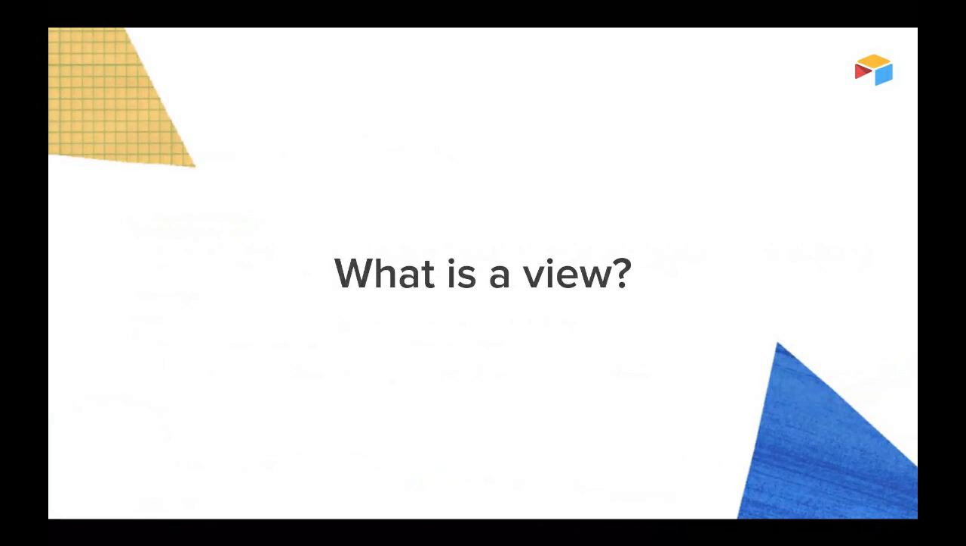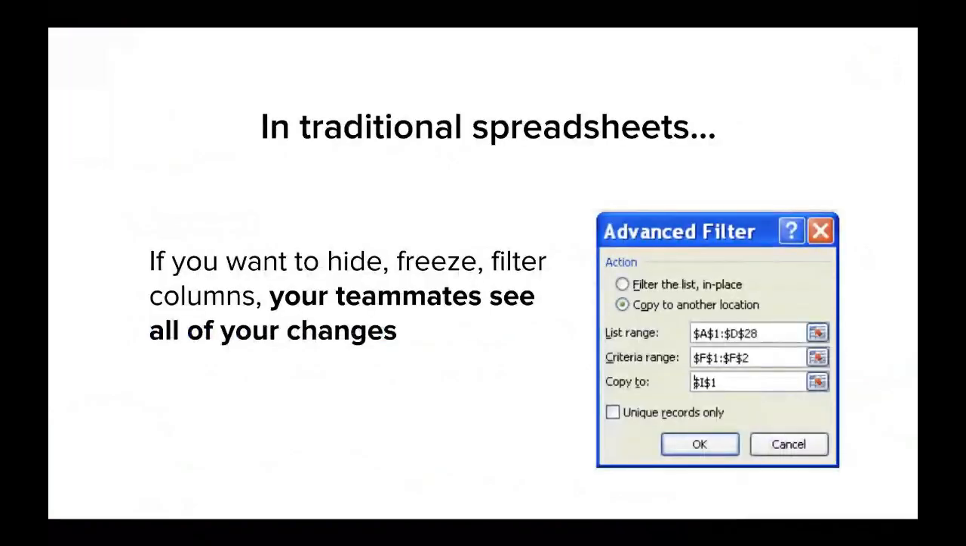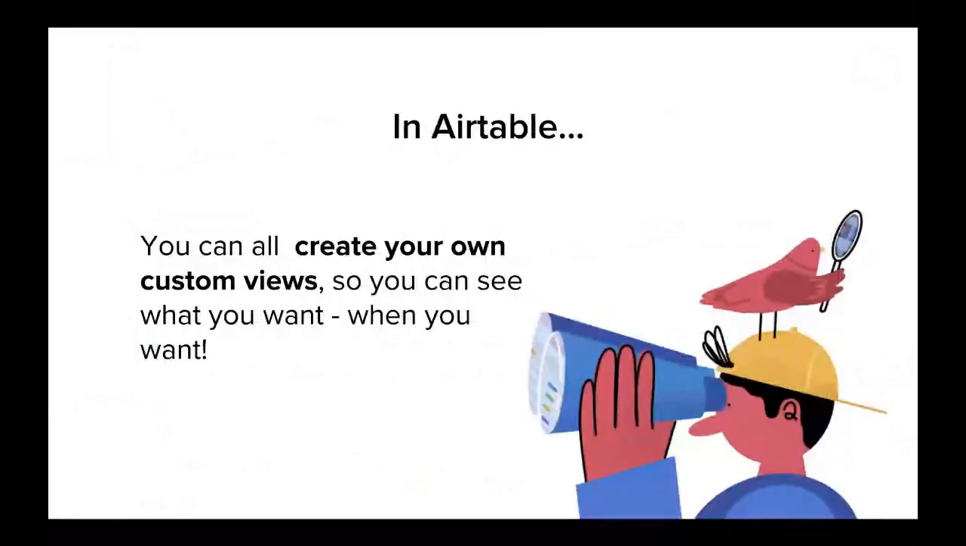So what is a view? In a traditional spreadsheet, every user would actually see the contents of your sheet in the exact same way. So for example, if you want to hide, freeze, or filter your columns, your teammates will also see all of those changes. In Airtable, however, you don't need to worry about someone making changes to your views because you can all create your very own custom views. So you can all see what you want and when you want while working within the same single source of truth.